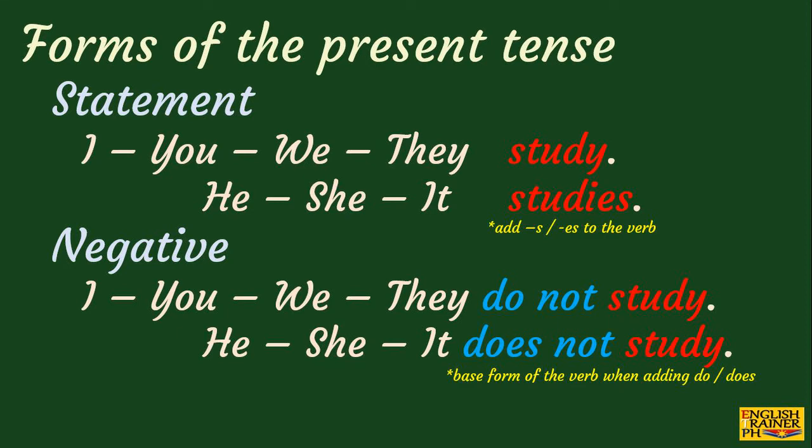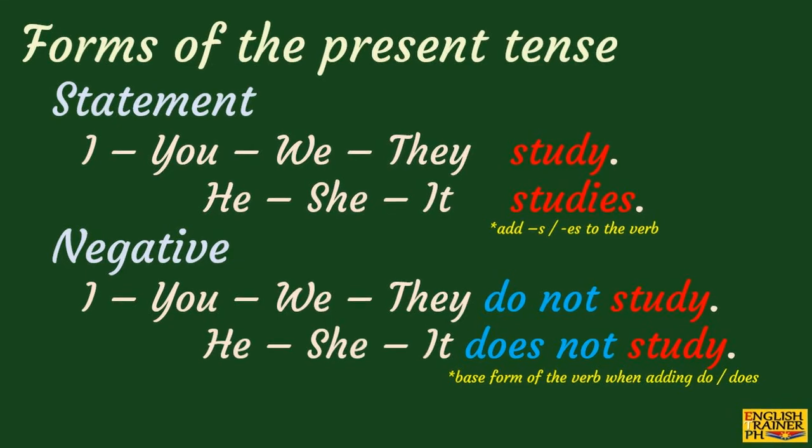In this case, our auxiliary verb is the one that changes to the singular form and not our main verb. Our main verb will use the base form of the verb, which is just study, but we added es to do. That's why it became does, to make it singular.